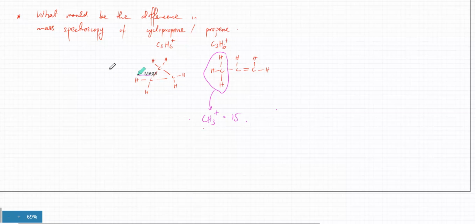Okay, let's say this is CH2, so that is 14. If you make it a bit bigger, the neighbouring C would also come in, so 14 plus 12 would become 26. 15 won't form. There's no way a piece of this molecule could break off and have a mass of 15. So the difference in mass spectroscopy would be that you would be detecting something with a mass of 15 over here, but over here you would never be detecting a mass of 15 in this molecule.